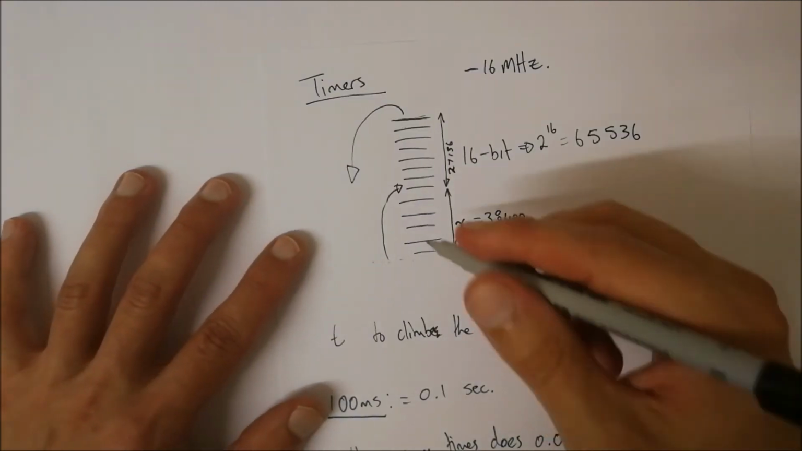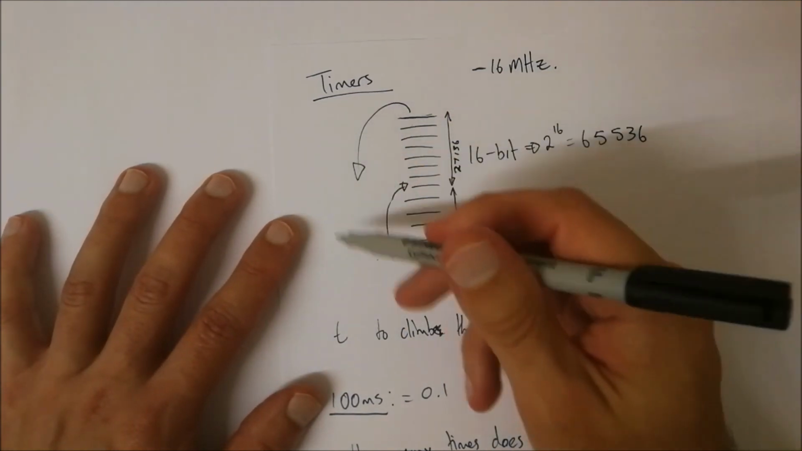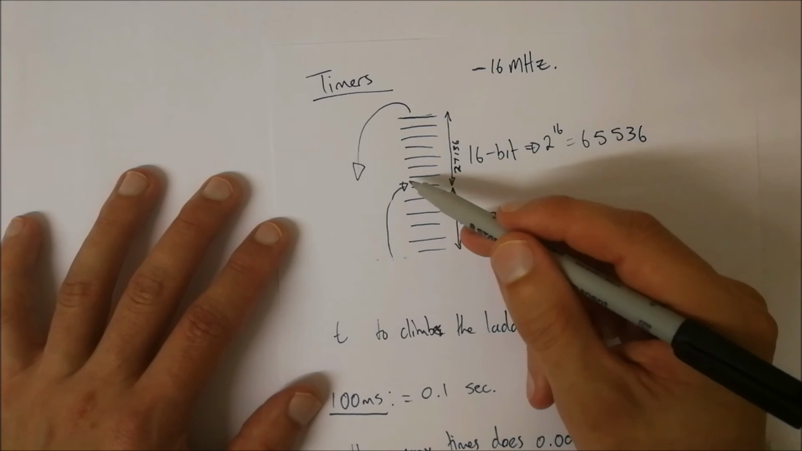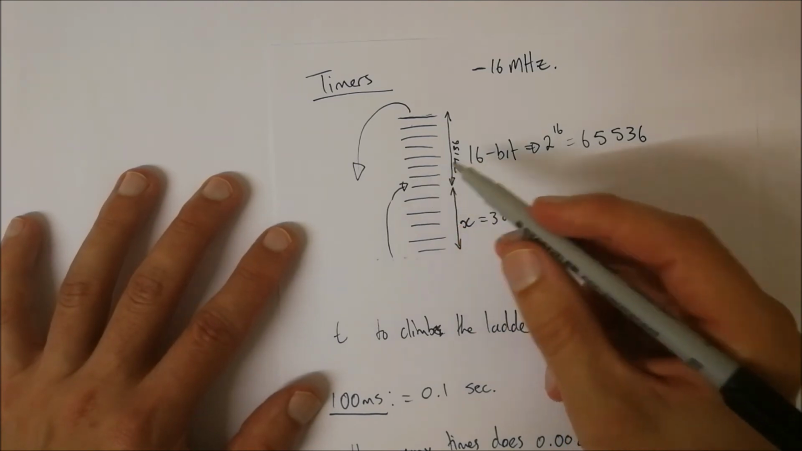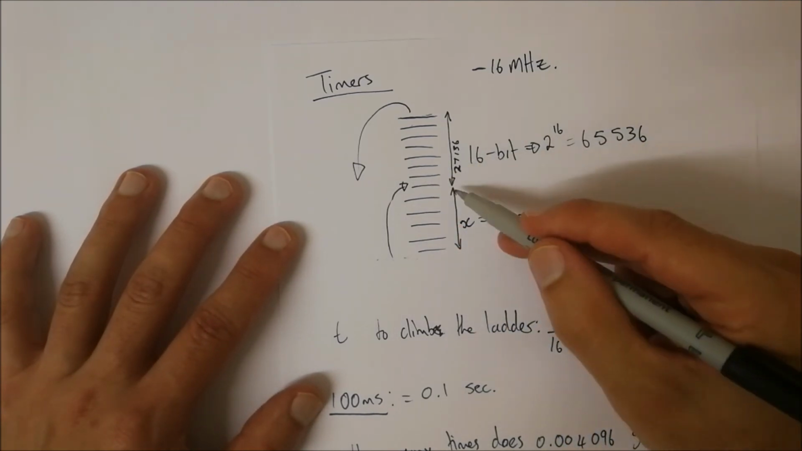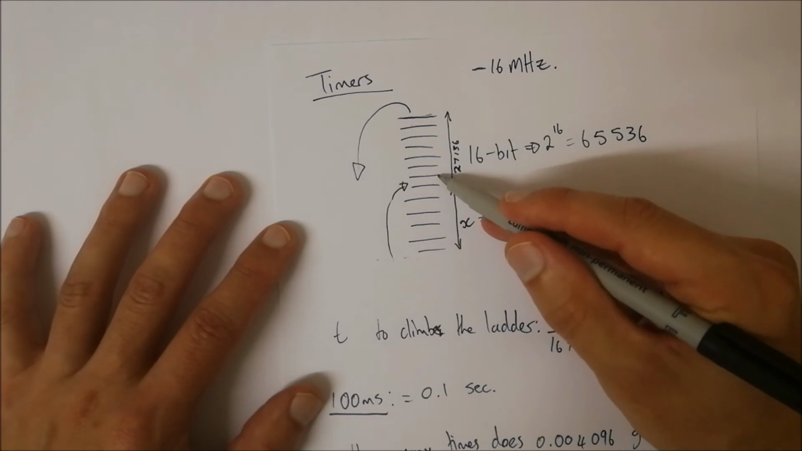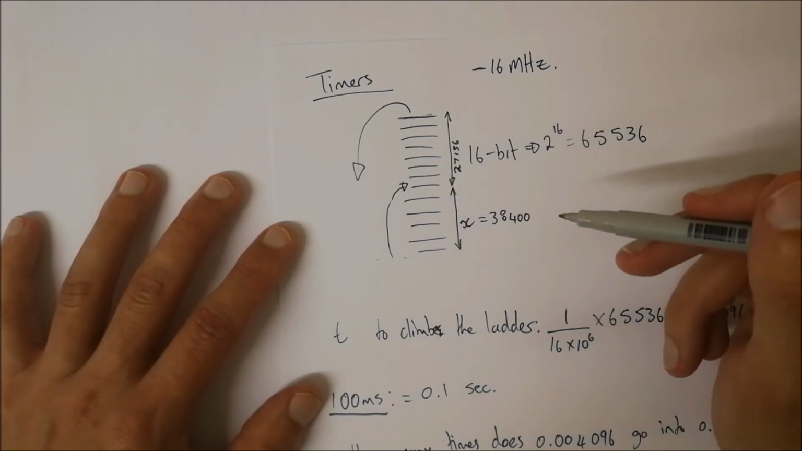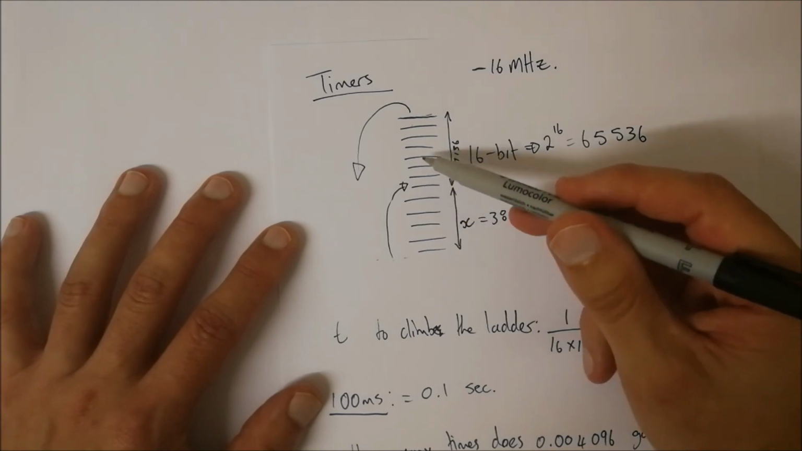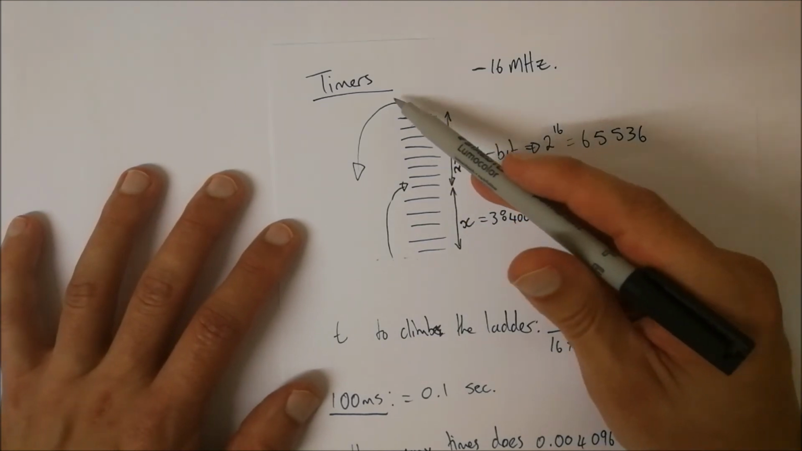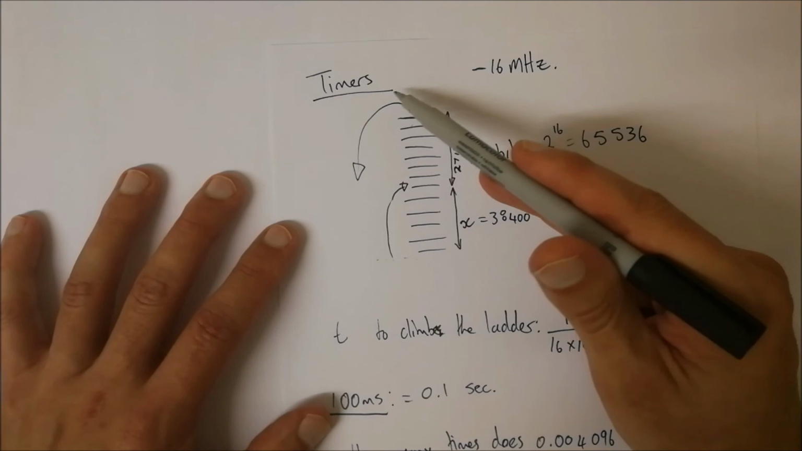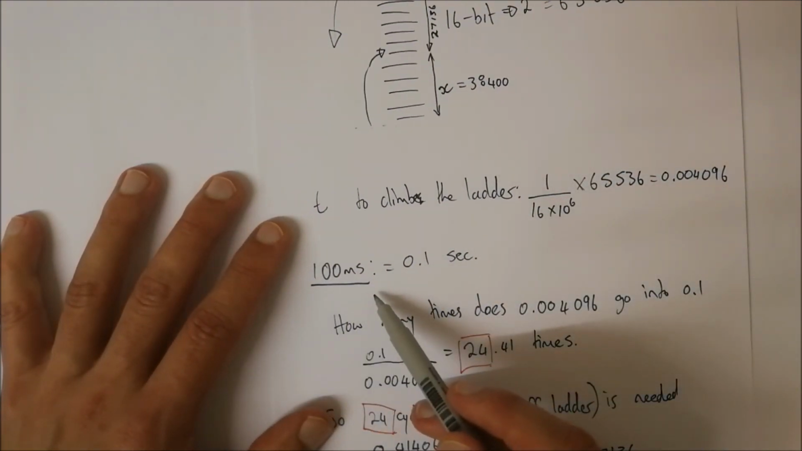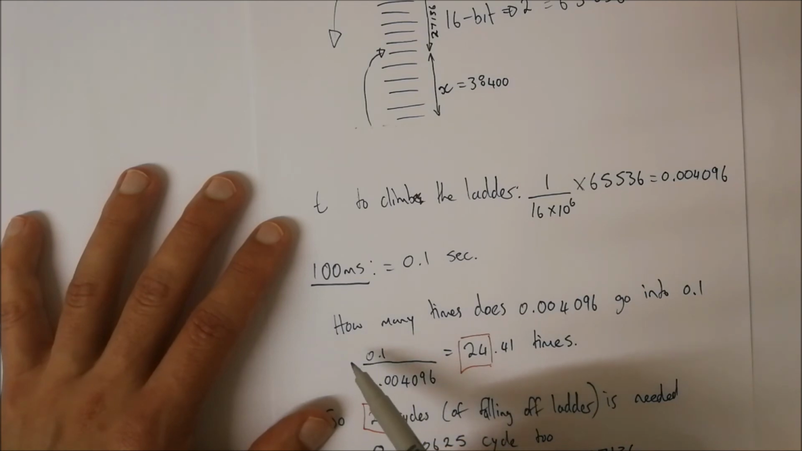Okay, so after falling off this ladder 24 times, we're going to fly up to position 38,400, and then start climbing a step every time a heartbeat or pulse is received from the crystal, and then eventually we're going to fall off the ladder again. And once we fall off that ladder, we're going to know a complete 100 milliseconds has passed in that time period.